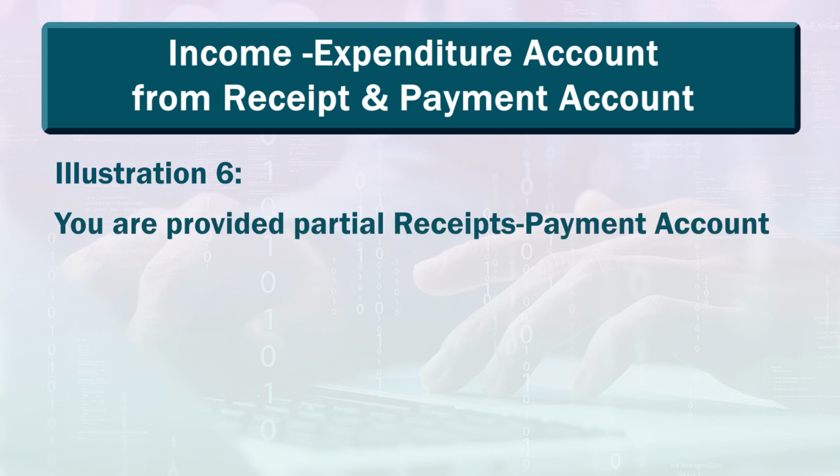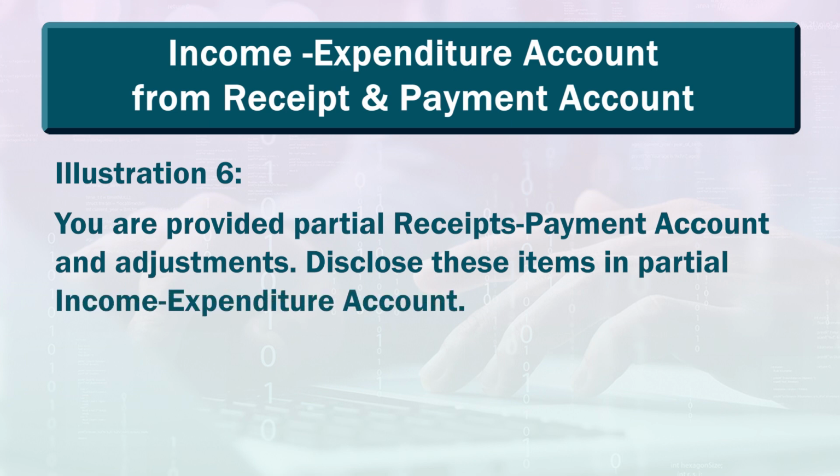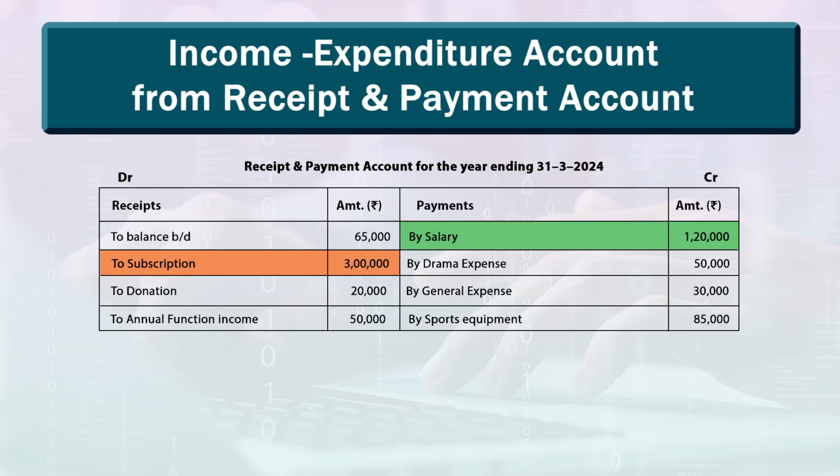You are provided partial receipts and payment account and adjustments. Disclose these items in partial income expenditure account. Receipt and payment account for year ending 31/3/2024 is given. On the debit side, we can see the balance brought down, which is of 65,000. Then there is subscription amount of rupees 3 lakhs. Then there is donation of 20,000. Then the entry of annual function income of rupees 50,000 is given.